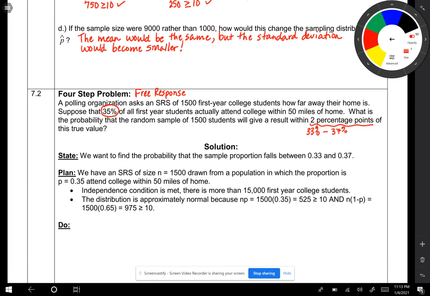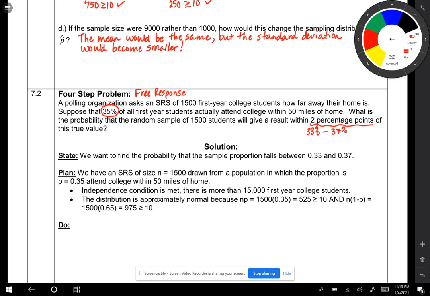And usually that last question is going to be what you're stating. So you're in your state portion. So the 4-step is state, plan, do, and conclude. In the state portion, just state what you're being asked to find. So we want to find the probability that the sample proportion falls between that 0.33 and 0.37. We want to know the probability of that sample, what it's going to be.